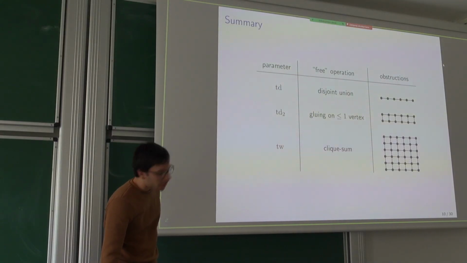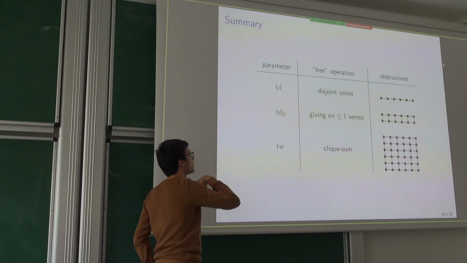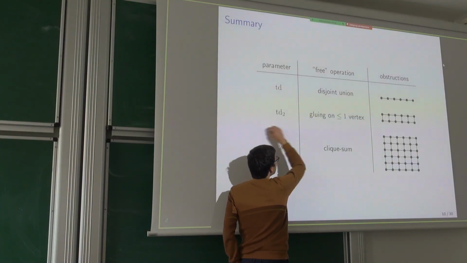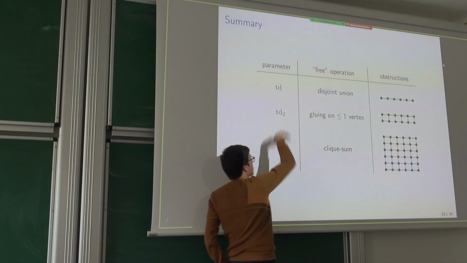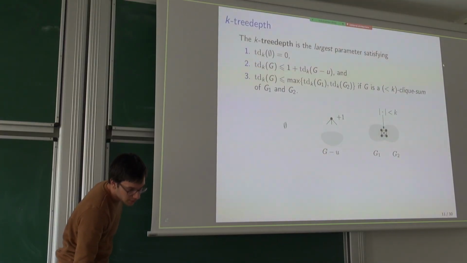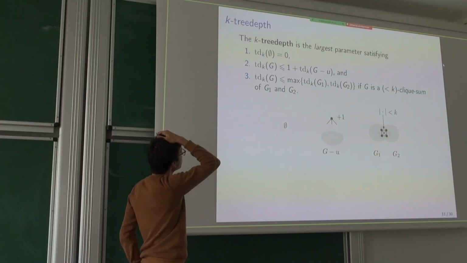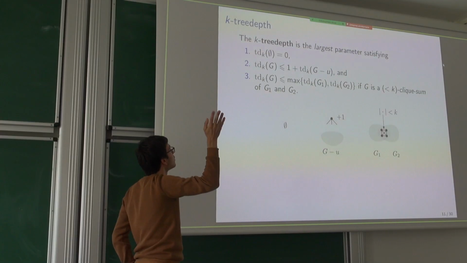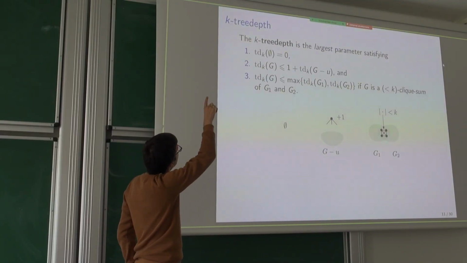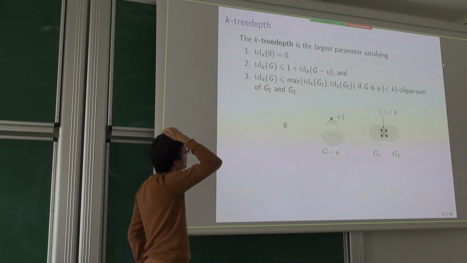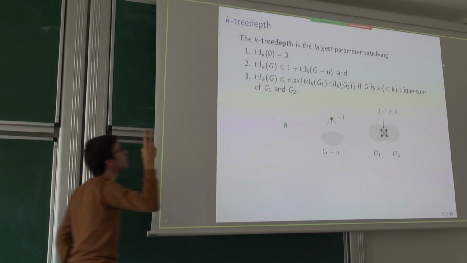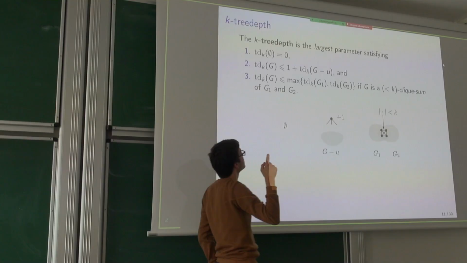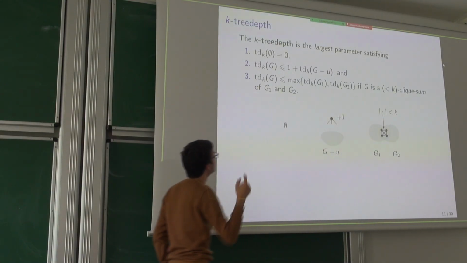Okay, and now my goal will be to complete this picture, to somehow unify these parameters and to try to fill this table between 2-treedepth and treewidth. So how to do that? I propose to define this parameter. So k here is a positive integer, so it will be between 1 and plus infinity, basically. And the k-treedepth is the largest graph parameter satisfying 3 axioms. You know the first 2 ones. It's 0 on the null graph. Adding a vertex increases the value of the parameter by at most +1.